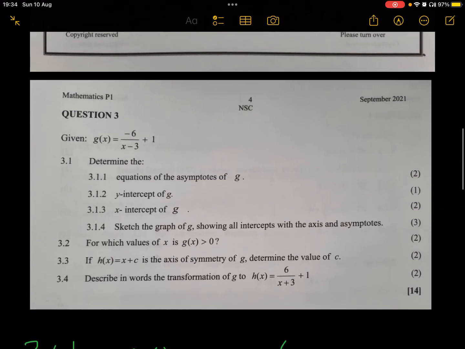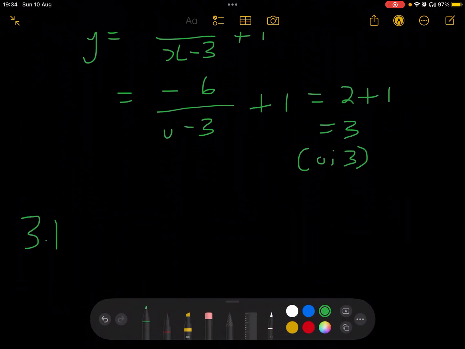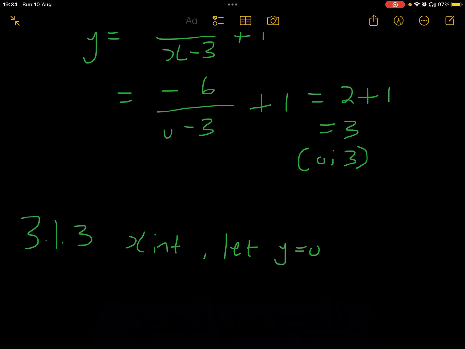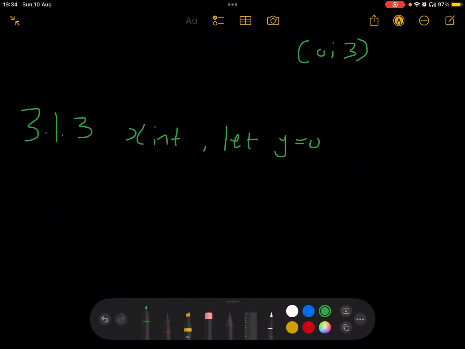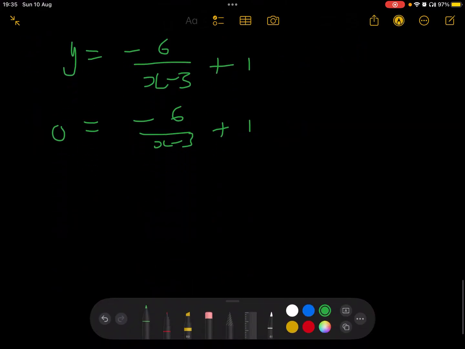3.1.3, x-intercept of g. Now when we're looking for the x-intercept, we let y be equal to 0. And when we do that, we still have our general equation of g, of which y is equals to minus 6 over x minus 3 plus 1. Therefore, substitute for 0 here, minus 6 over x minus 3 plus 1. We transpose the 1 in order to become a negative 1 is equals to negative 6 over x minus 3.